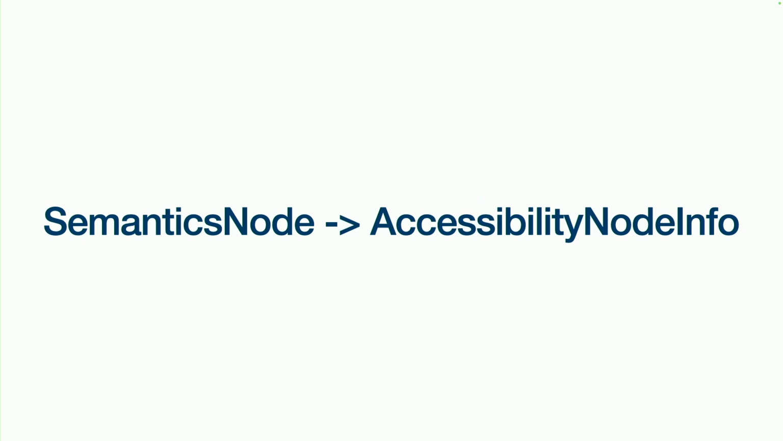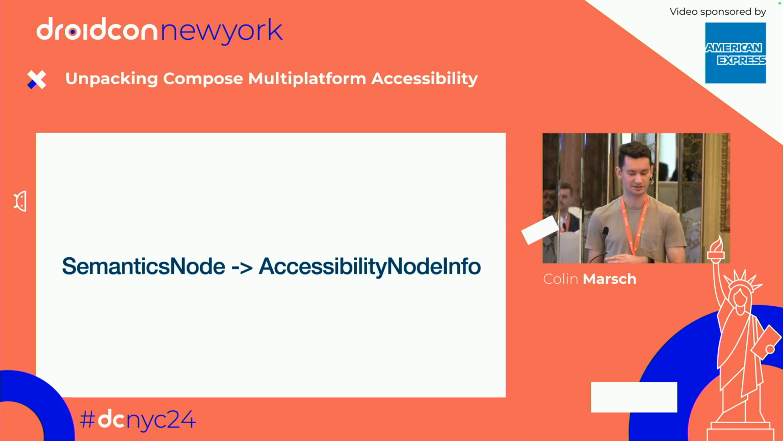So the semantics nodes form a tree based on the Compose UI that is created in your application, and these are mapped to the AccessibilityNodeInfos that then get read by the screen readers that your customers are using on the Android side. So all the information there gets baked over into the AccessibilityNodeInfos that are eventually used.